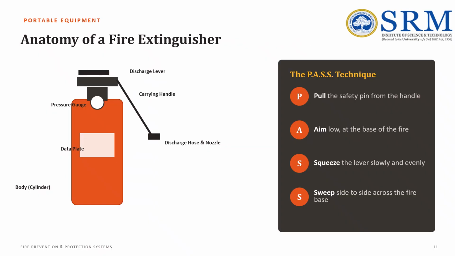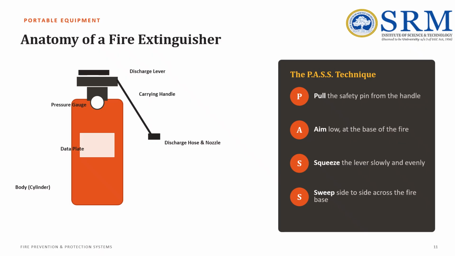So now let us discuss the fire extinguisher. Portable fire extinguishers provide the first line of defense during the early stages of a fire. The main parts include the cylinder, pressure gauge, discharge hose, nozzle, carrying handle and operating lever.